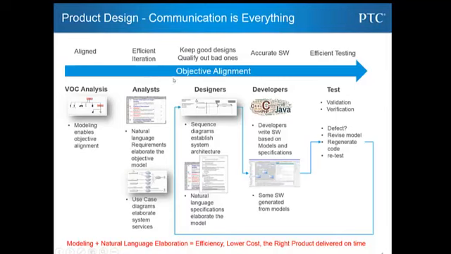There's efficient iteration. We keep good designs and we can qualify out bad ones because modeling provides a means of not just visually creating a picture of things, but it's in a live picture and it can be analyzed. Accurate software development is going to be growing up significantly, and of course our testing phase is going to be much more efficient. In the end, the bottom line is that modeling plus natural language elaboration gives us the efficiency and cost and risk savings that we really want.